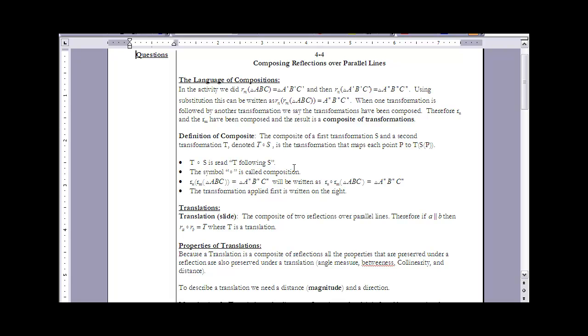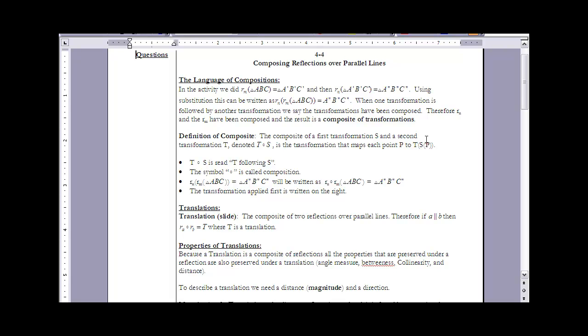The composite of a first transformation S and a second transformation T can be written like this: T, then this symbol, and then S. It's a transformation that maps every point P to the point T following S of P. Now what does that mean?